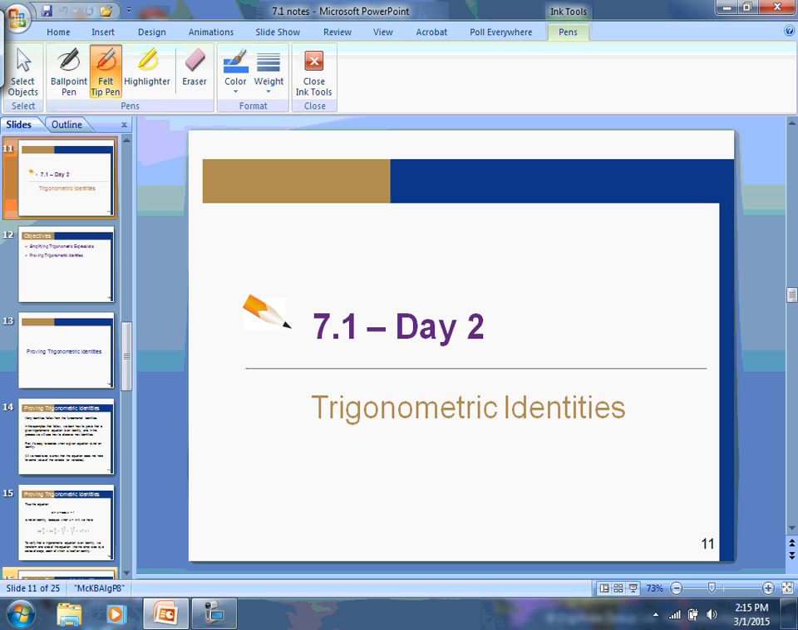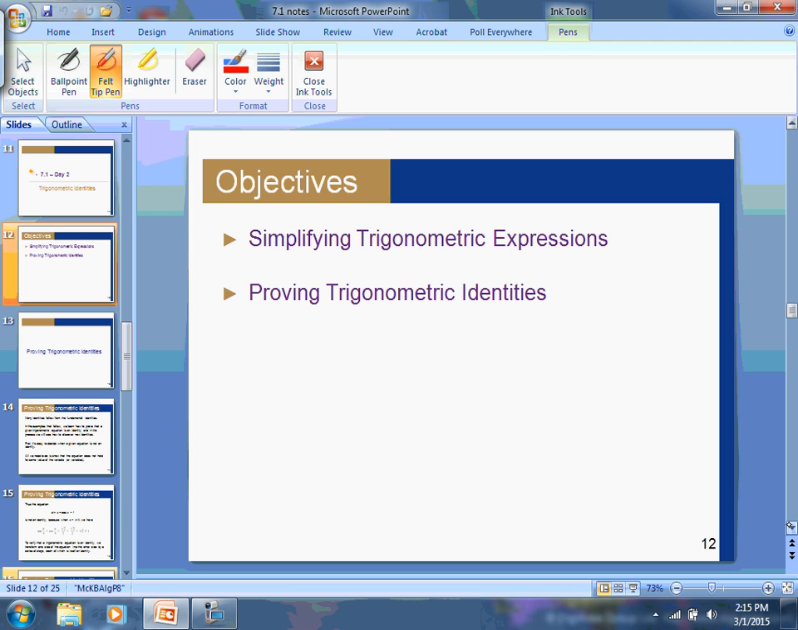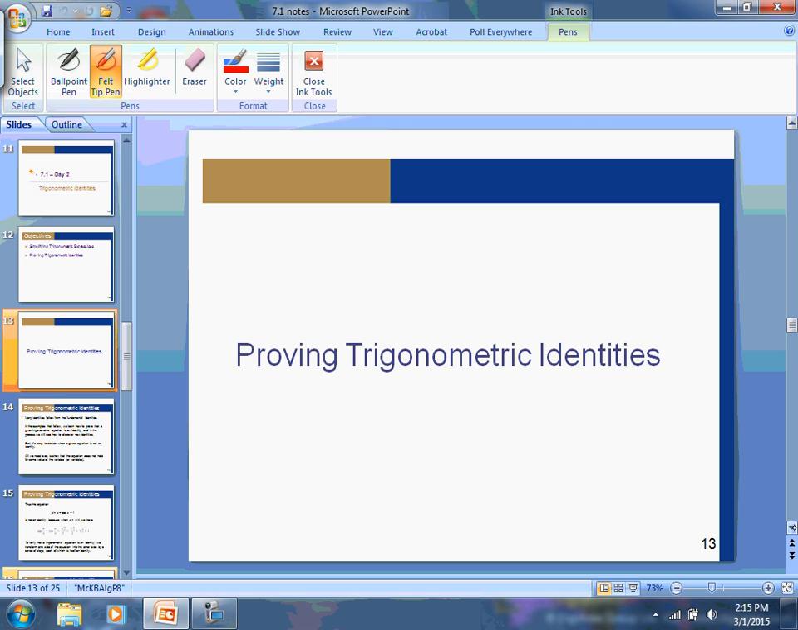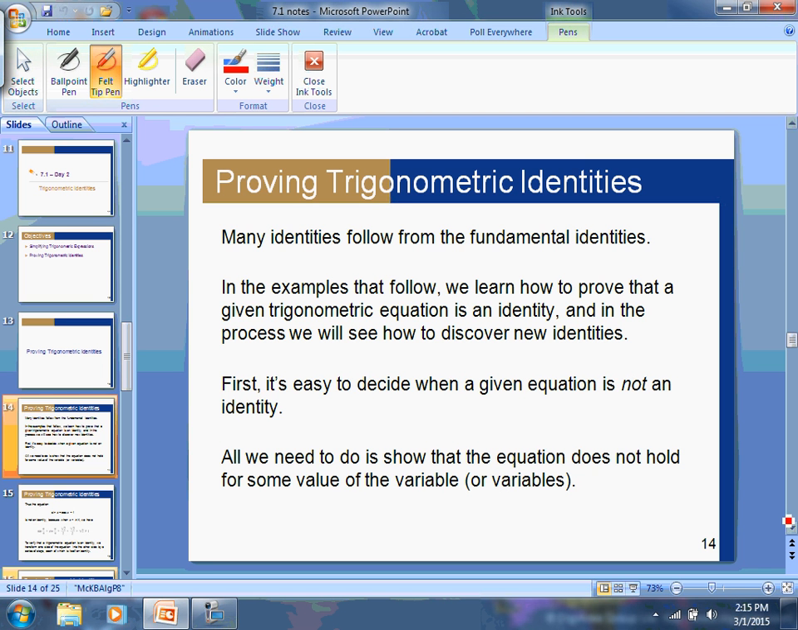These are the notes for section 7.1, day 2, entitled Trigonometric Identities. And today we're going to prove trig identities. And what that means is they're going to give us an equation now, basically. So we'll have to simplify one side of it and prove that it is equal to the other side.